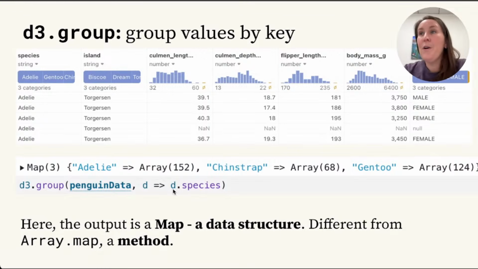What's returned when you use D3 group is a map, which is a data structure that we haven't seen before. And it's different from, and the language here can be a little bit tricky, because we've been using the array.map method, and that's what allows us to iterate over different elements in an array and do something with them and return something back. This is different. This is a capital M noun Map data structure. So what is that? You can see it looks a little bit different than the objects that we've been working with, but there's some similarities. They are similar in some ways and different in some ways.